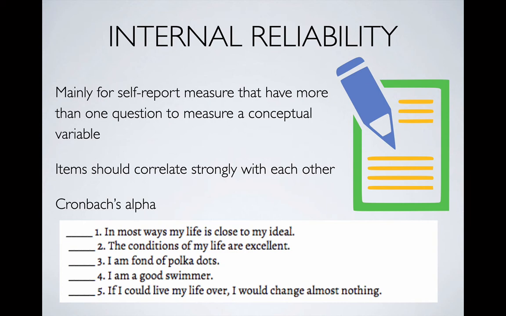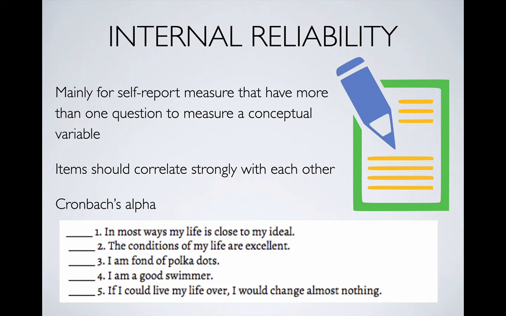So take a look at that bottom scale. So we have 5 questions. In most ways, my life is close to my ideal. The conditions of my life are excellent. I am fond of polka dots. I am a good swimmer. If I could live my life over, I would change almost nothing.